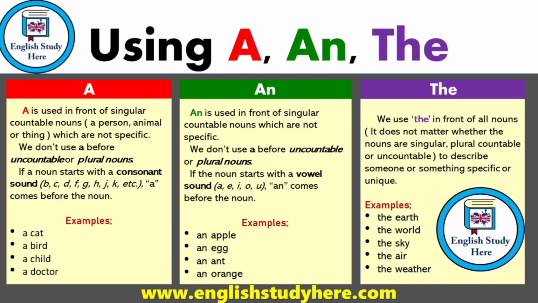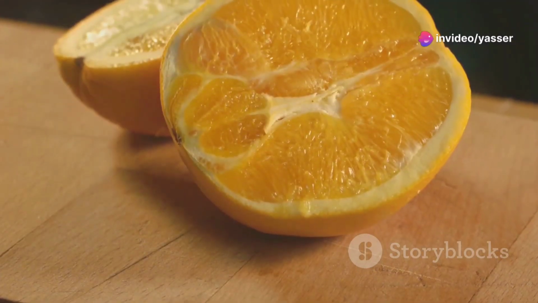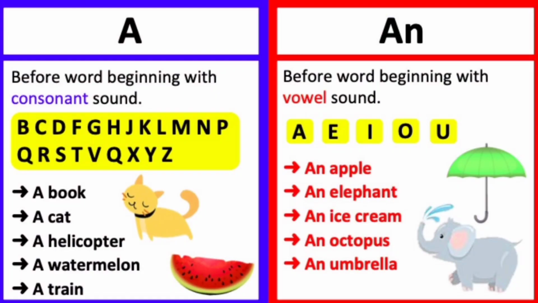A is used before words that begin with consonants, or vowels that have a consonant sound, like university or European. On the other hand, an is used before words that begin with vowels or a mute H. Examples include apple, egg, orange, elephant, and hour. These articles are used to introduce a noun and to denote that the noun is not specific. In other words, it could be any member of a group.